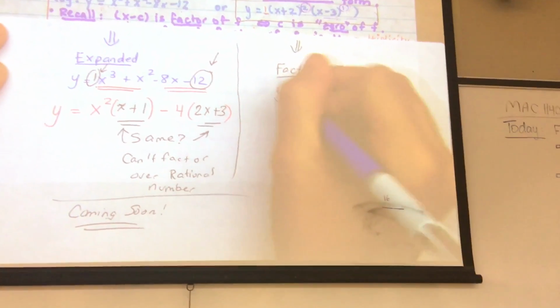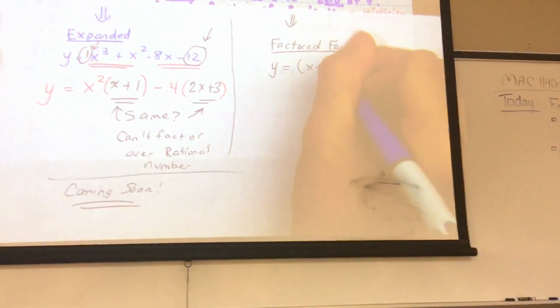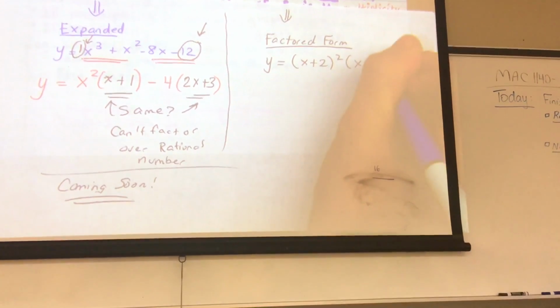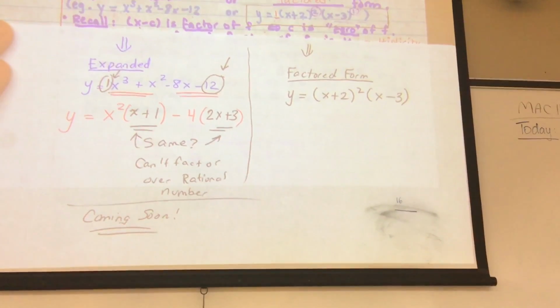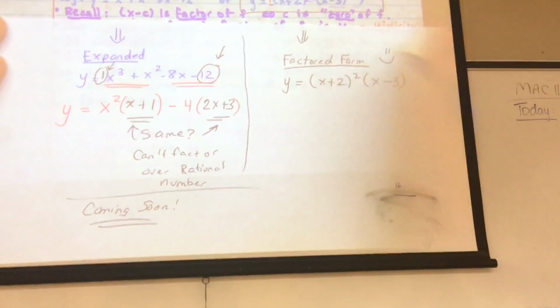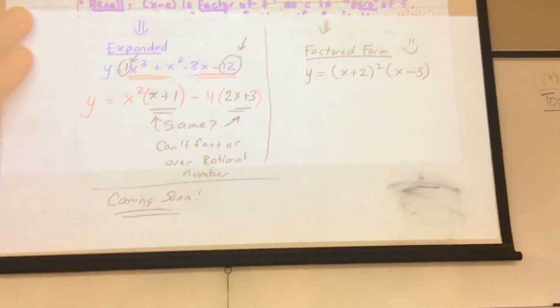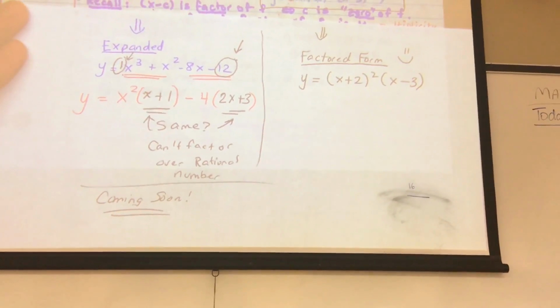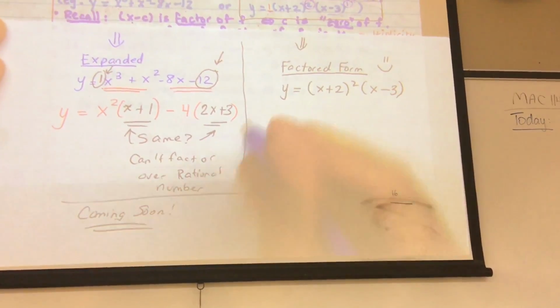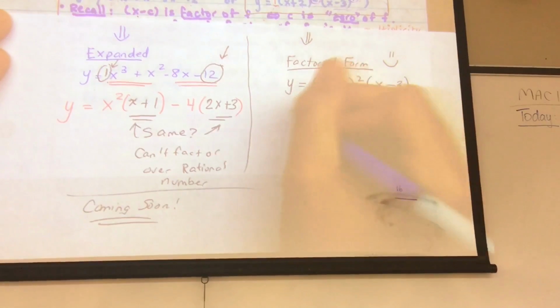This one is y equals (x plus 2) squared times (x minus 3). That's already in factored form. We love that for x-intercepts. That's awesome. It's just begging to be graphed. But one thing we need to recognize that is not as obvious to some of us is the degree.